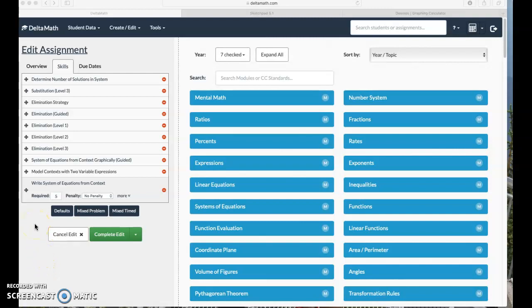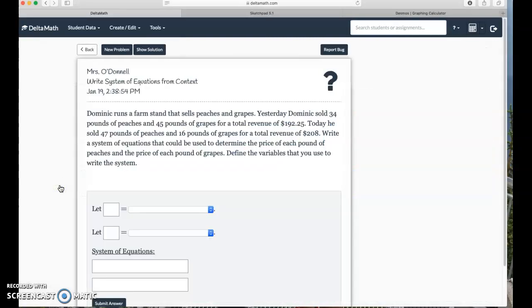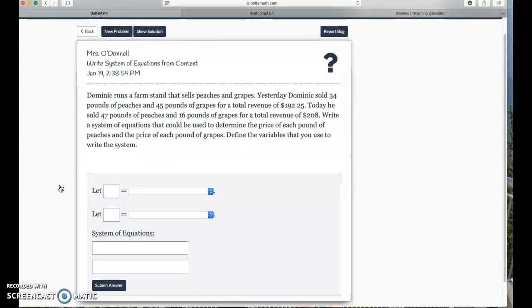Okay, this is our last section for this assignment. It's the right system of equations from context. So this is probably one of the harder ones, just because sometimes I think word problems freak us out a little bit.